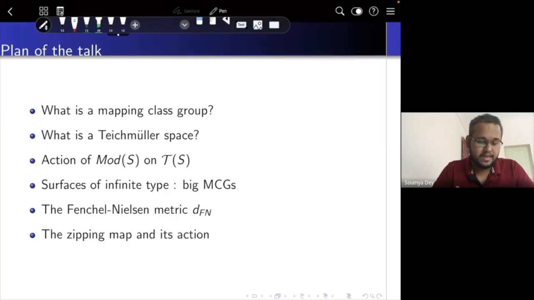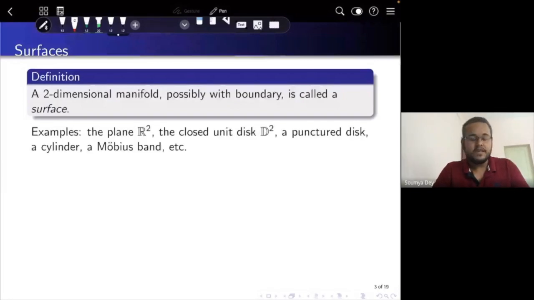Okay, let's start. So, what is a surface? For me, a surface is a two-dimensional manifold, possibly with boundary. The examples that come to my mind first are the plane R2, the complex plane maybe, and the closed unit disk in the complex plane, say D2, which is a surface with a boundary component. A punctured disk, if you remove a point from the disk, a cylinder, Mobius band, etc. So these are some examples of surfaces we'll be dealing with.